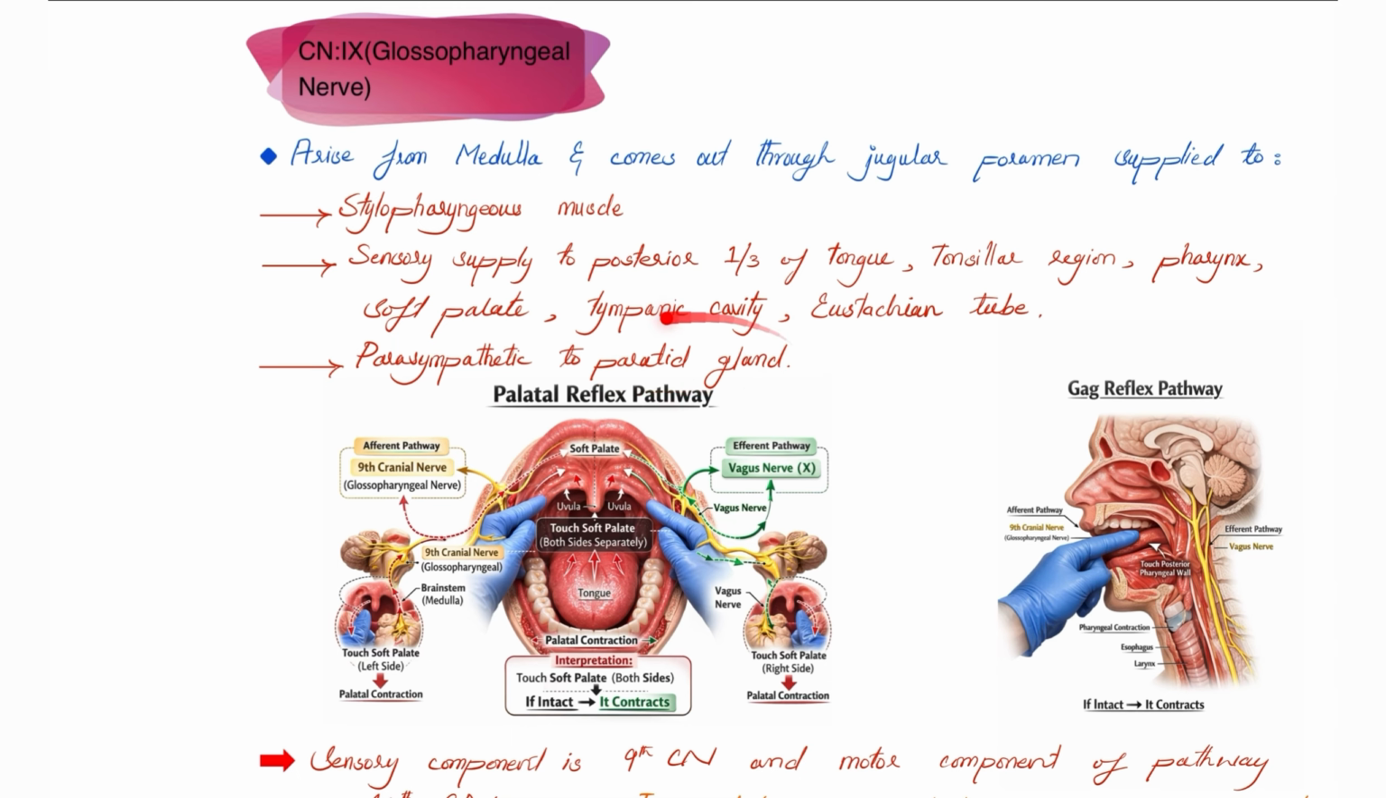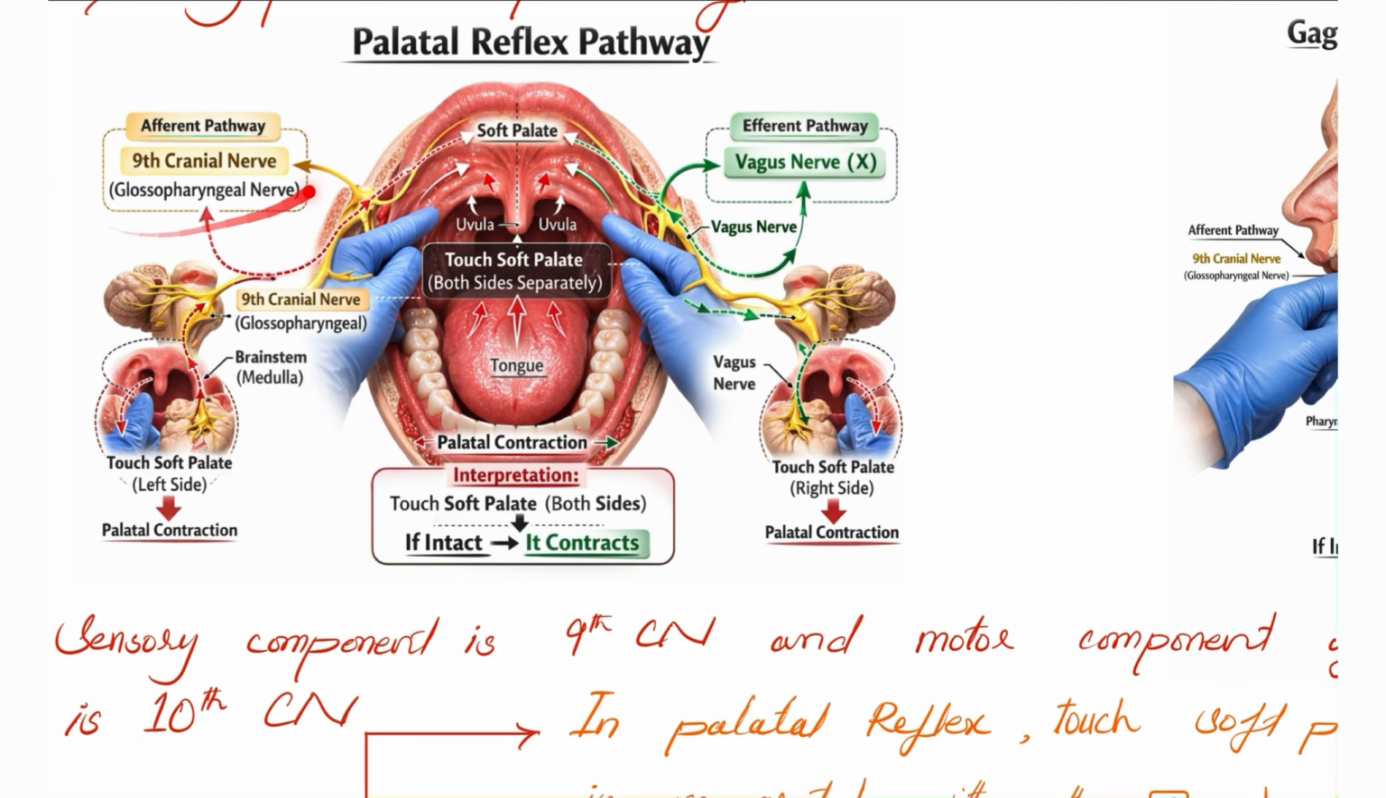And the integrity of function of the ninth cranial nerve, which is the glossopharyngeal nerve, can be assessed by eliciting the palatal reflex or gag reflex. In the palatal reflex, the reflex arc is made by two nerves, which are the ninth cranial nerve, which makes the afferent limb, and the vagus nerve, which makes the efferent limb. So touch the soft palate on each side separately to observe the contraction. If the soft palate contracts, it means that the palatal reflex pathway is intact.